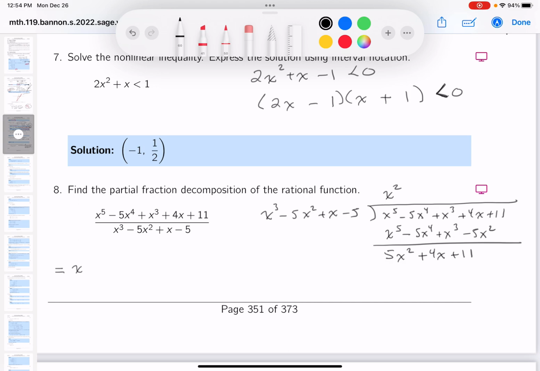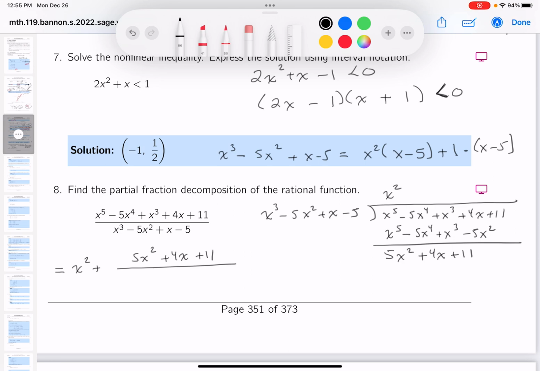I have x squared plus, well, the remainder, which is 5x squared plus 4x plus 11. And what I'm going to do now is factor the denominator. And let me put that down for you. The denominator factored, well, it's x cubed minus 5x squared plus x minus 5. Well, the first two terms are going to factor out x squared. And what do you get? You would get x minus 5. And then you can get plus 1 times x minus 5.